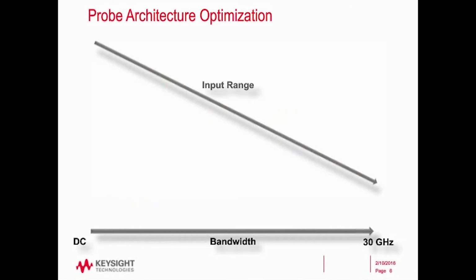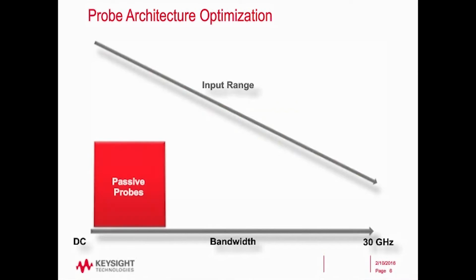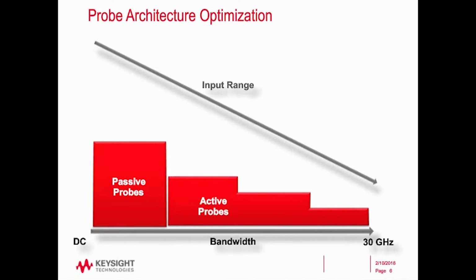If I take an example like input range, this would be the voltage that the probe can measure. Take something like the passive probe. We're all familiar with that. We got 4 of them for free with our scope. The general purpose passive probes go up to about 500 megahertz of bandwidth, and the maximum input voltage on those is usually a couple hundred volts. Now if you want to go higher in bandwidth, you usually have to step up to an active probe.